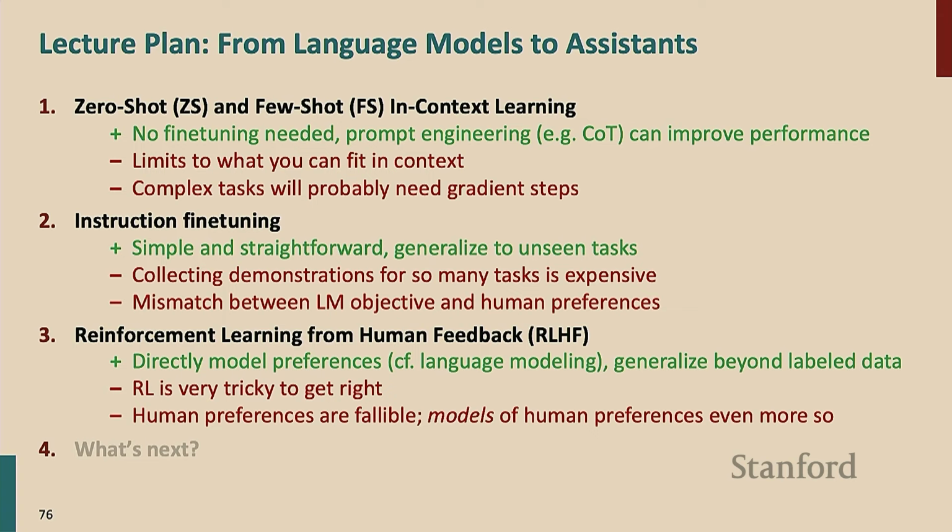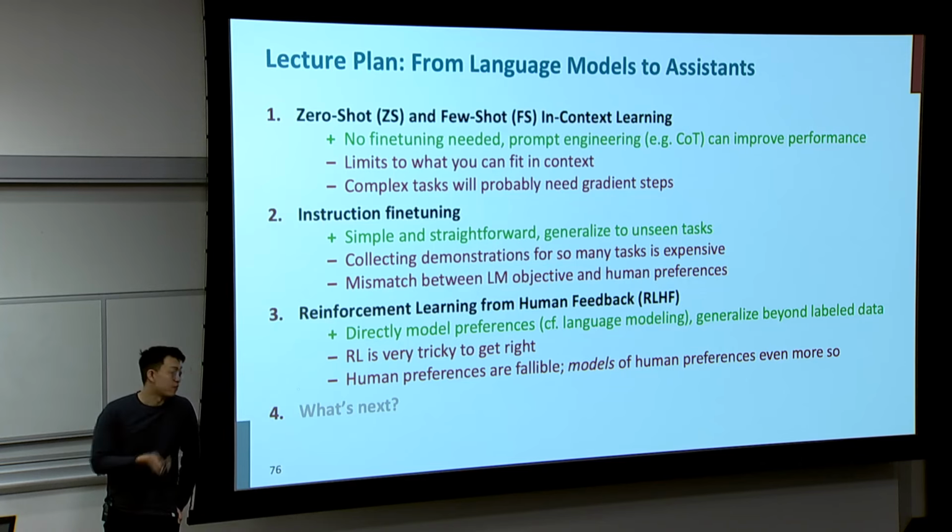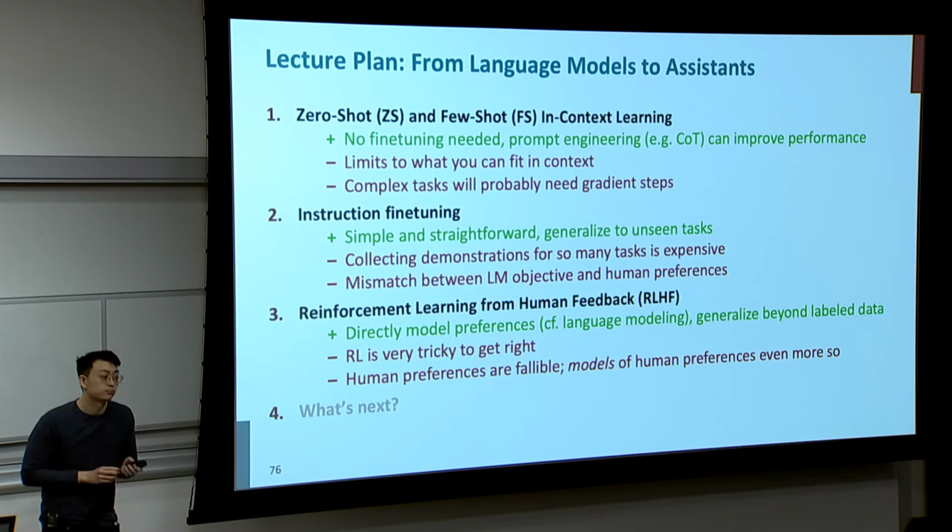So I remember seeing a joke on Twitter somewhere where someone was saying that zero-shot and few-shot learning is the worst way to align an AI. Instruction fine-tuning is the second worst way to align an AI. And RLHF is the third worst way to align an AI, right? So we're getting somewhere, but each of these has clear fundamental limitations.